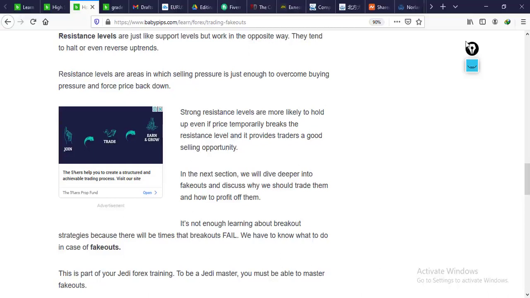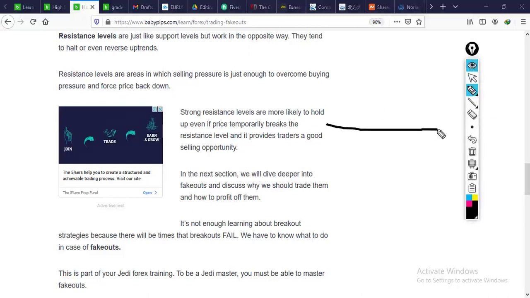Do you understand what we just read? Strong resistance levels are more likely to hold. So if this is a resistance, even if price breaks it, it is more likely to hold. It doesn't matter if price comes up. What can happen is that price will come back down. So that is the reason why it is advisable to be patient and hold, and this is the way in which you can avoid a fake out.